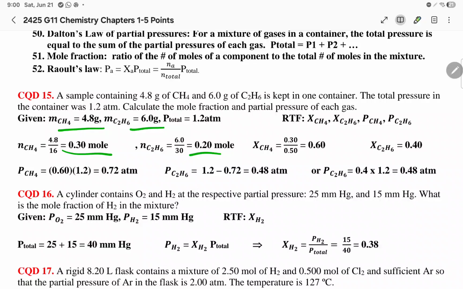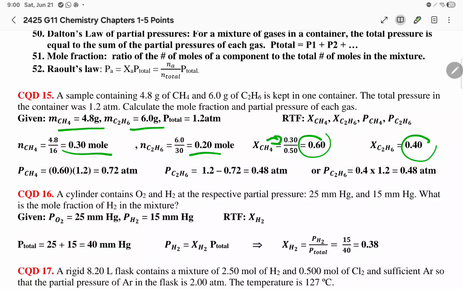Mole fraction, you need the mole fraction of each gas. So CH4 is going to be 0.3 over 0.5. You're going to say, where did we get 0.5? You have to add these two to get your total number of moles. You get 0.6 and you get 0.4. They have to complement each other, by the way. So 1 minus this must give you the other one.